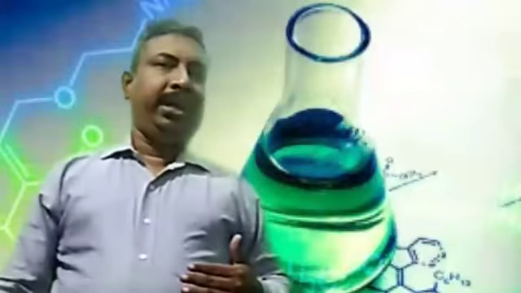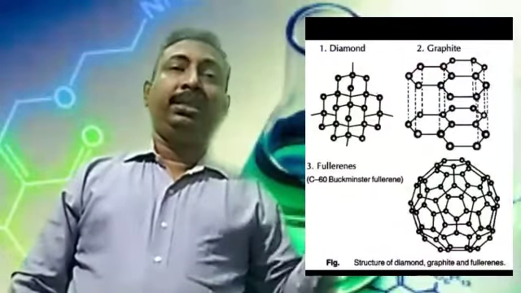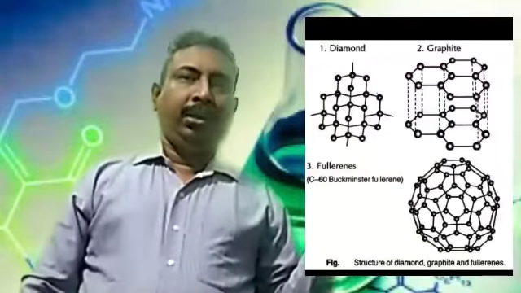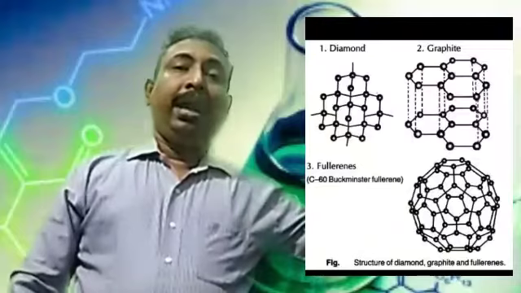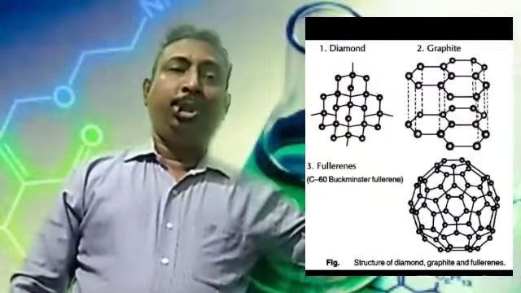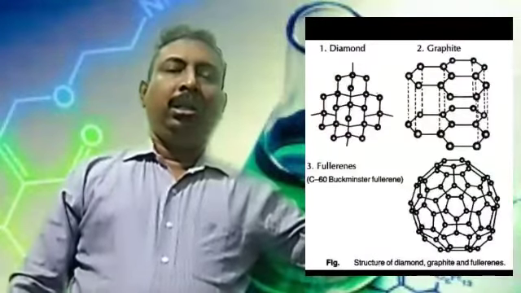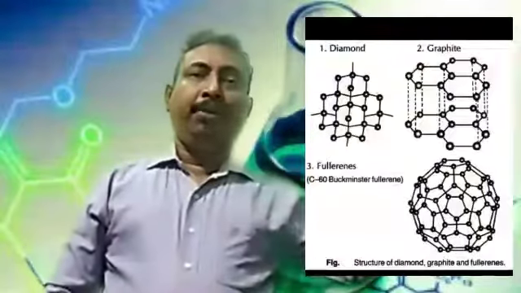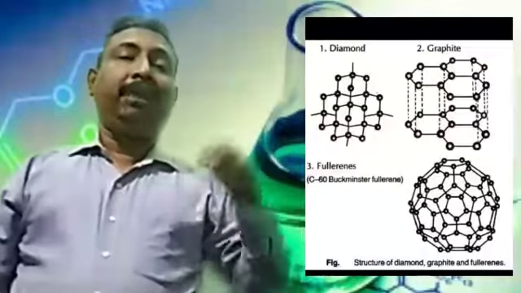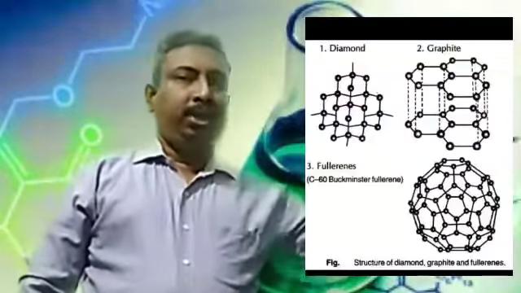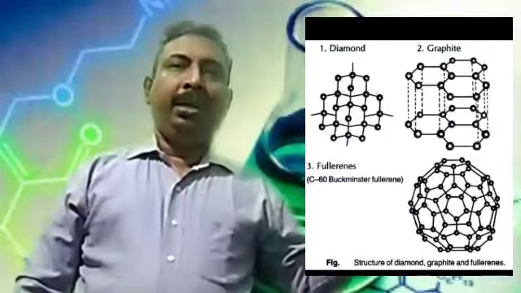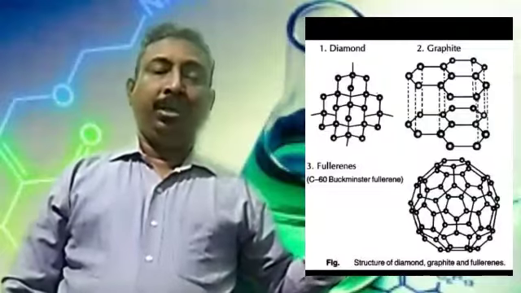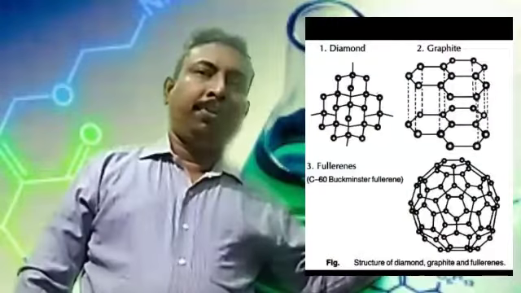Now let us recollect what we have learned from the beginning. First we learned the allotropes of carbon. What are allotropes? The existence of the same element in 2 or more forms, having different physical properties but the same chemical properties. That phenomenon we call allotropy. What are the allotropic forms of carbon? Diamond, graphite, C60. Why do they have different physical properties?